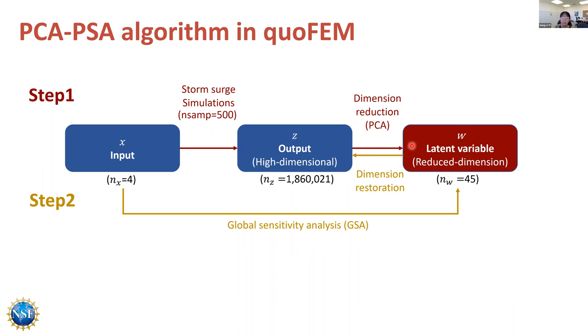And then, based on the linear relationship between Z and W, which PCA provides, we can easily reconstruct the original sensitivity values based on the reduced dimension sensitivity values.